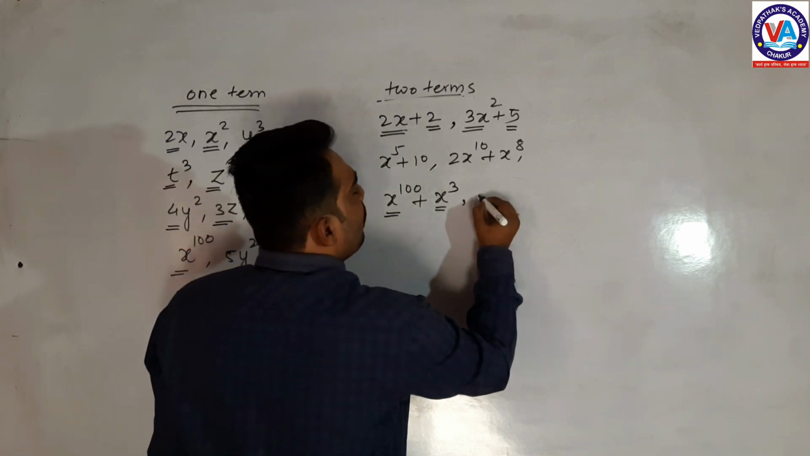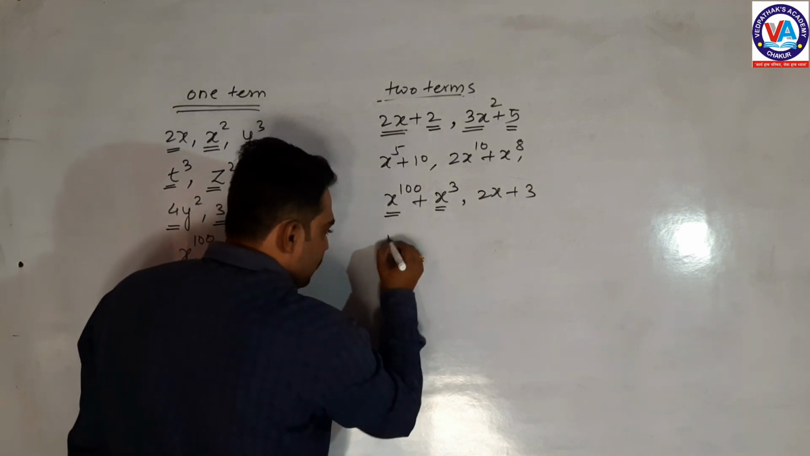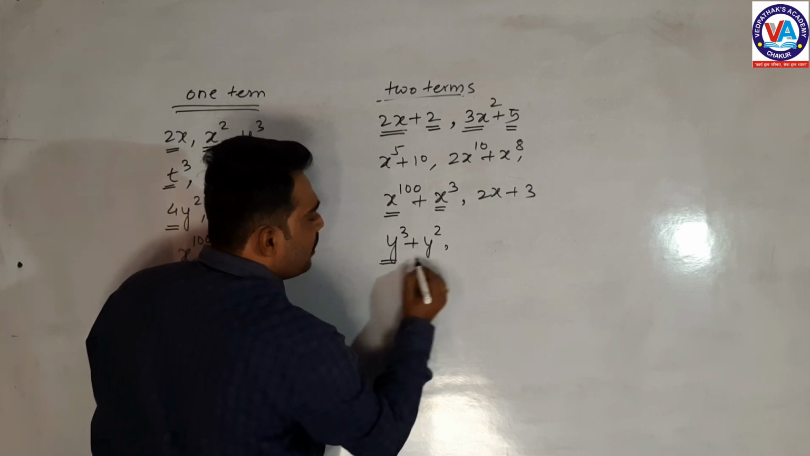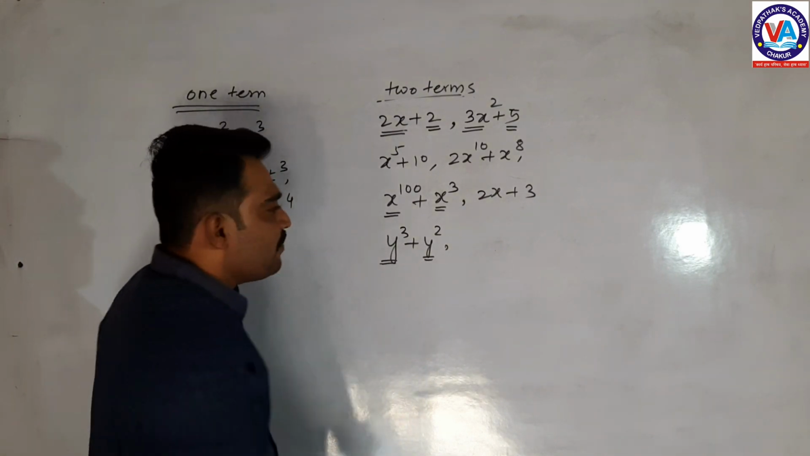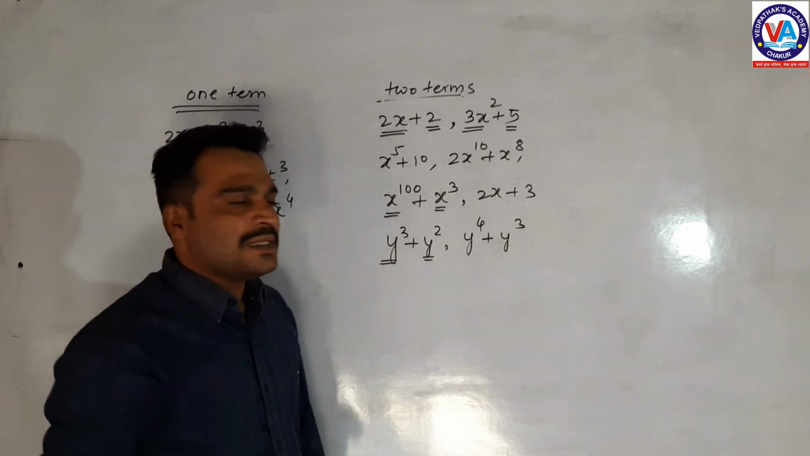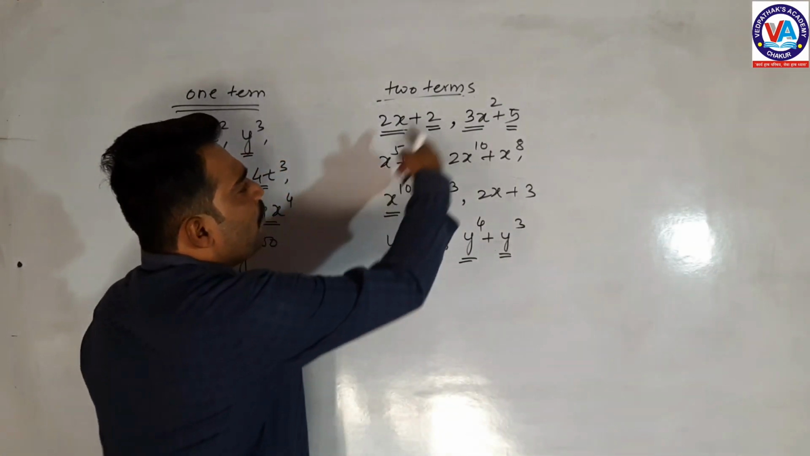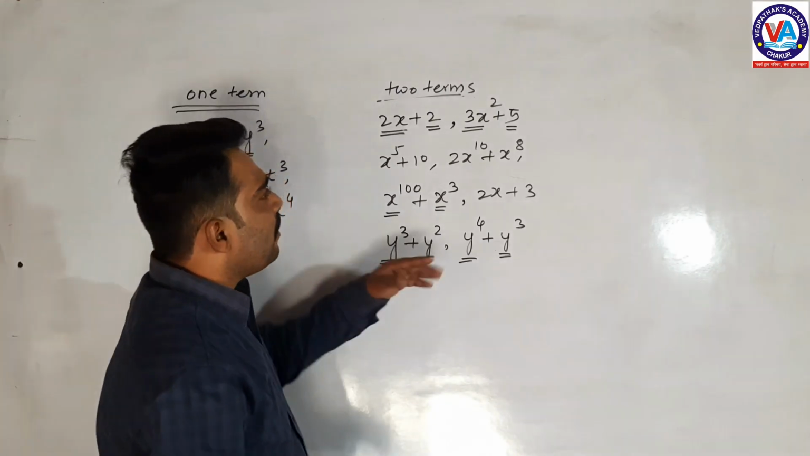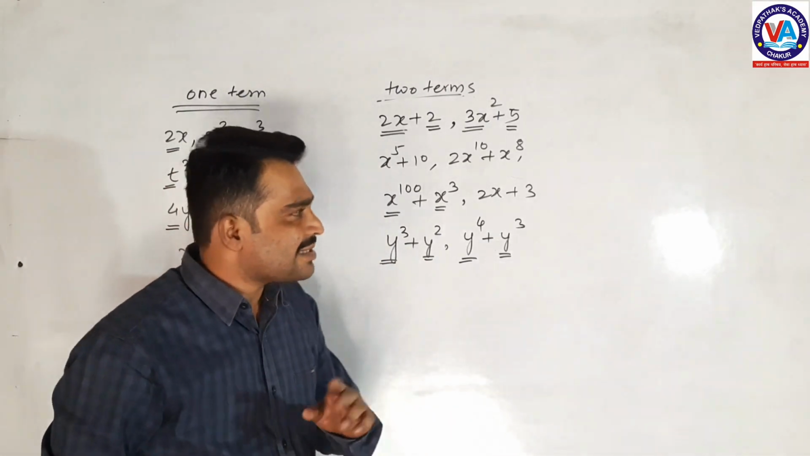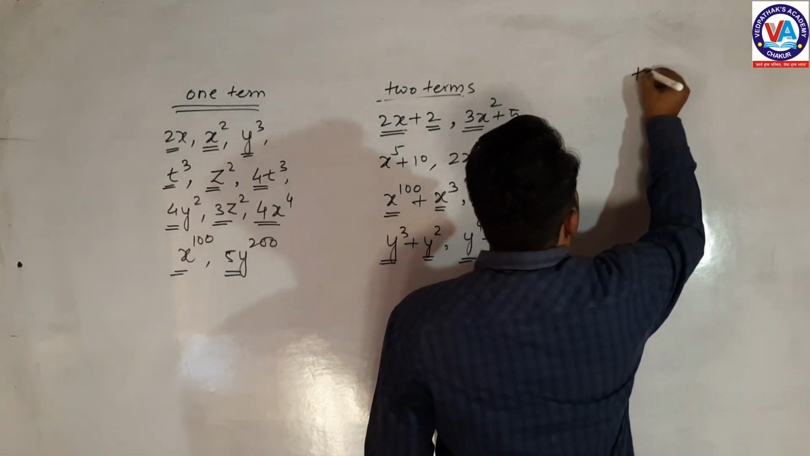Yes, again 2x plus 3. Now take an example in variable y, that is y cube plus y square. So this is a polynomial in variable y consisting of two terms. Again y to the power 4 plus y cube. Yes, what are these? These are the polynomials that are consisting of two terms. So if you observe, all these polynomials are having only two terms. Yes, now I write the third category, the polynomials having three terms.